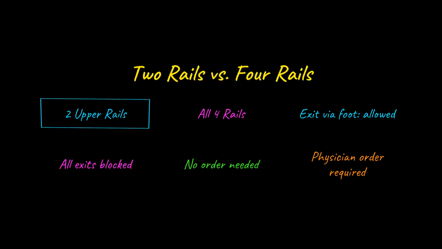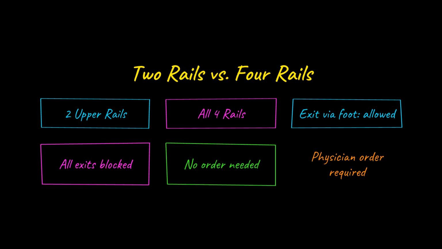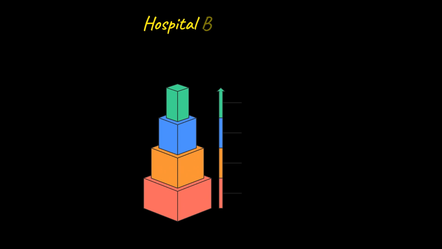Raising only the 2 upper rails leaves the foot of the bed open so the patient can still exit voluntarily. That configuration is a positioning and comfort aid, no order required. Raising all 4 rails eliminates every exit route, converting the bed into a confined space. That meets the restraint definition and requires a physician order with documented justification and regular monitoring.